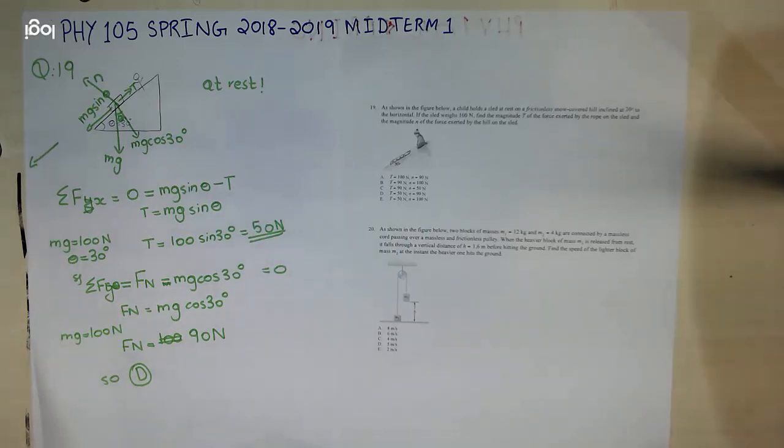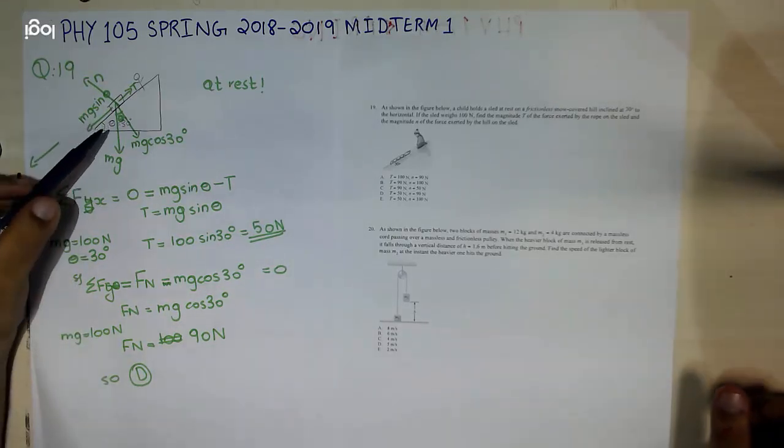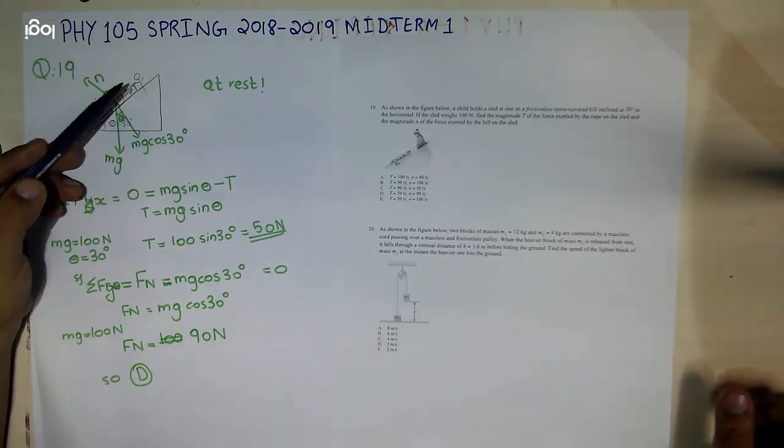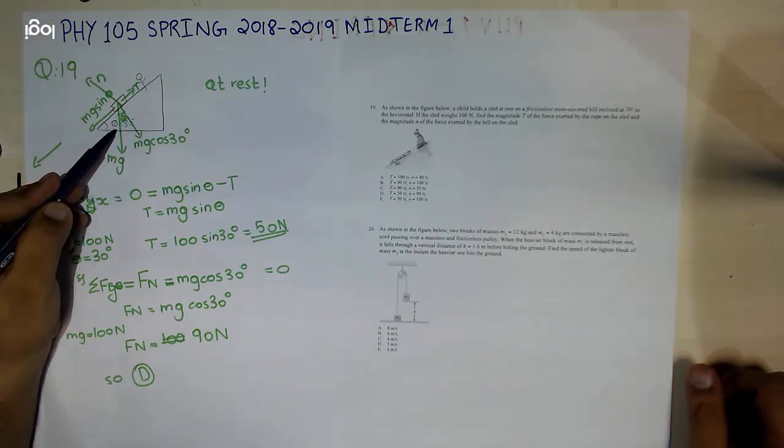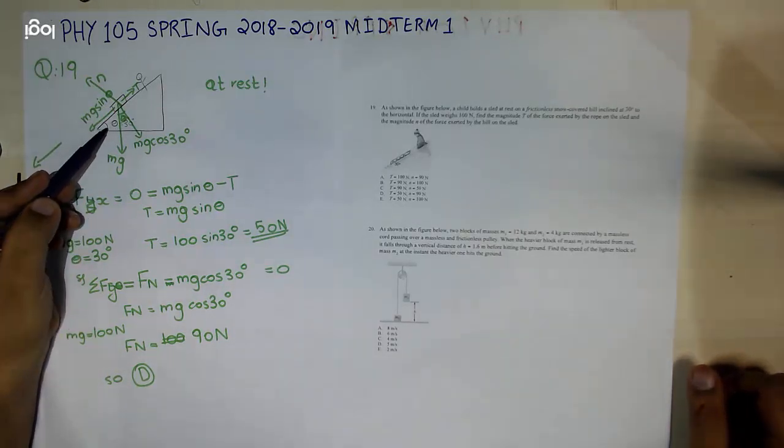So basically we will start by first making a free body diagram. I know I'm bad at drawing. This doesn't look like a child, but we'll work with it. We have a rectangular box here. We have an angle of 30 degrees, which is already given to us.